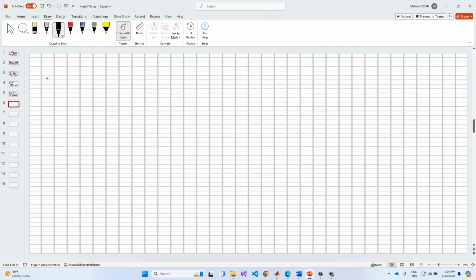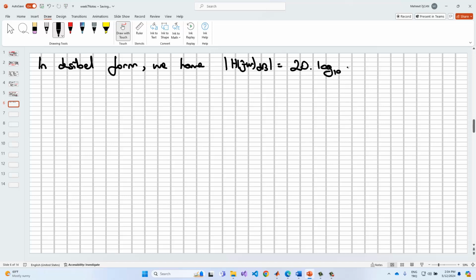But we always give it in decibel form. This is the power form. For our case, H(j omega) in dB must be equal to 20 times log base 10 of this one.